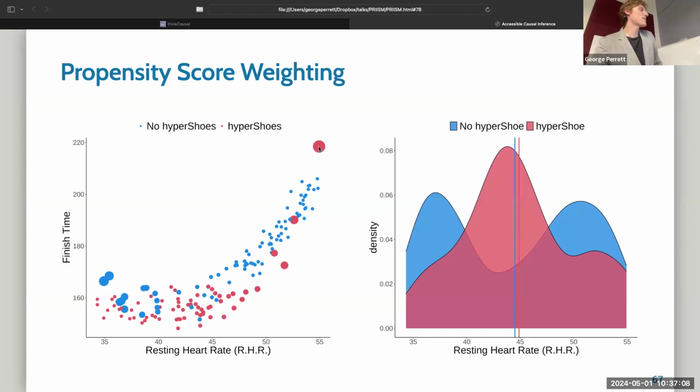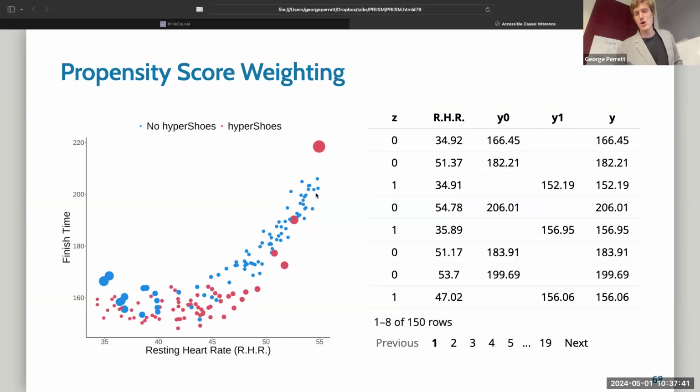This is somebody with a high resting heart rate that just happened to wear hypershoes, and I'm really weighting them up to counteract for all of the folks down here that are in the control group. And so what we can see is the balance in means looks to be a lot better, but there's an important property about balance that I really want to cement. When people think about propensity scores, a lot of folks usually use means to compare how their propensity score model is doing. Balance is not just about means. It's about every single moment of the distribution. And we'll talk about that a little bit.